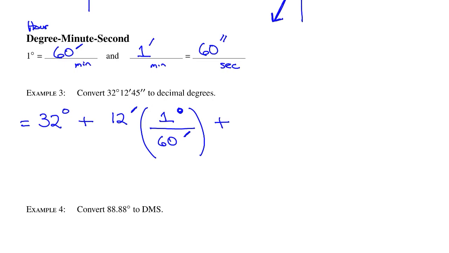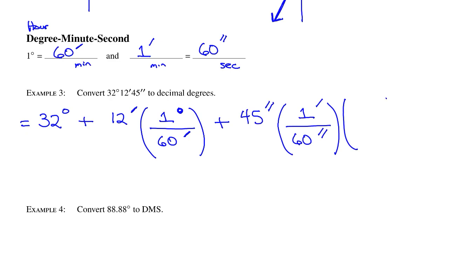Similarly, plus 45 seconds, well, now I need to convert this. And so I'm going to cancel seconds, so that goes in the denominator. I am going to convert it to minutes first, and we know it's 1 minute for 60 seconds. And then I'm going to take that conversion, that is now minutes, and convert minutes to degrees, so minutes goes on the bottom, degrees goes on the top. It's 1 degree for 60 minutes.